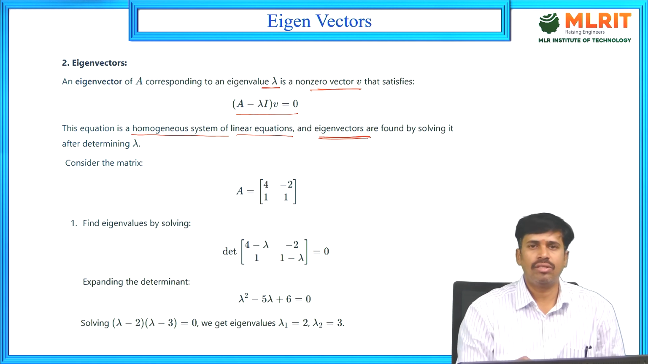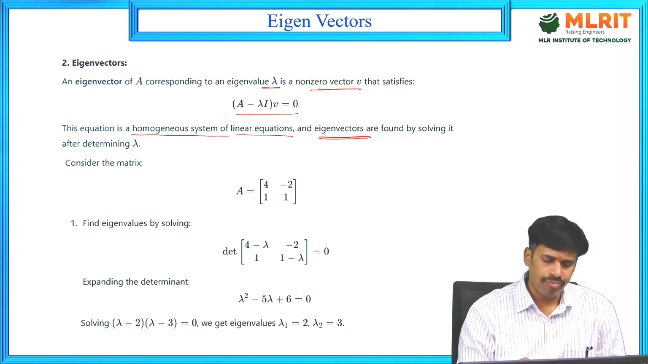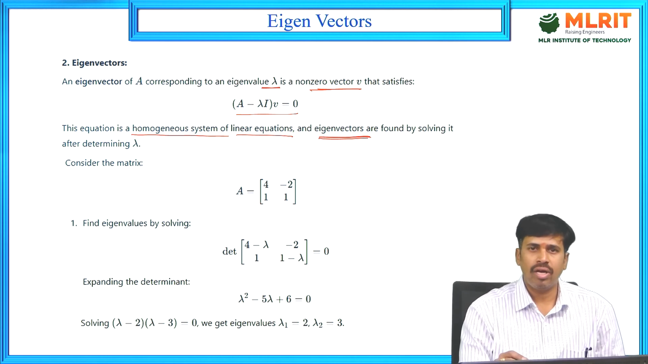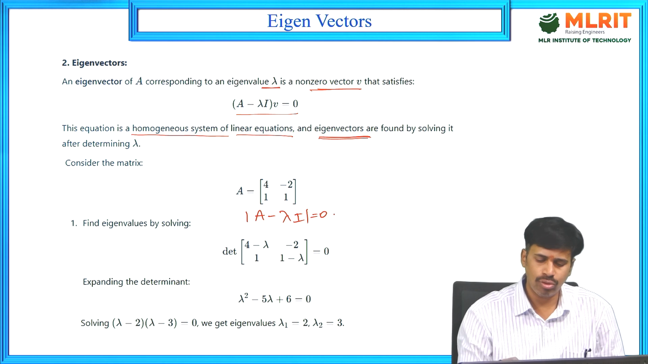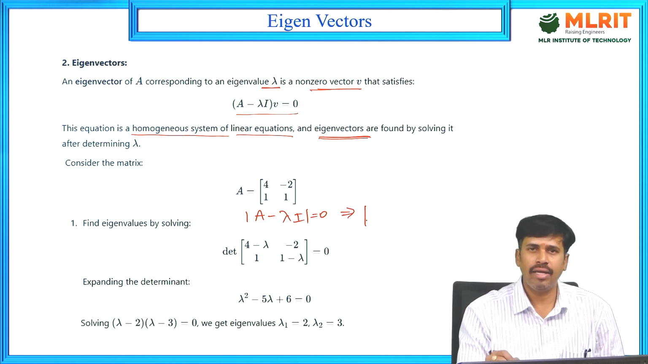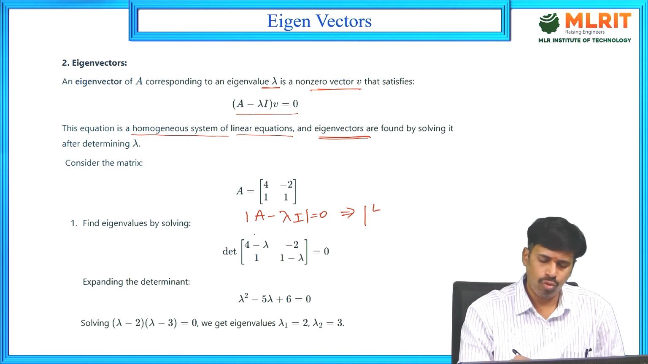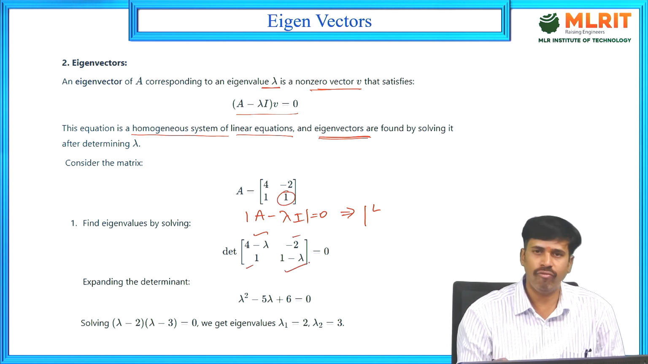Let us simplify this using an example. Consider the matrix A equal to [4, -2; 1, 1]. Let us find the eigenvalues. Eigenvalues are calculated by taking determinant of A minus lambda I and equating to 0. How will you get this matrix A minus lambda I? From the diagonal elements subtract lambda, that is 4 minus lambda, then minus 2, 1 as it is, and the next diagonal element is 1, from this subtract lambda, so 1 minus lambda.